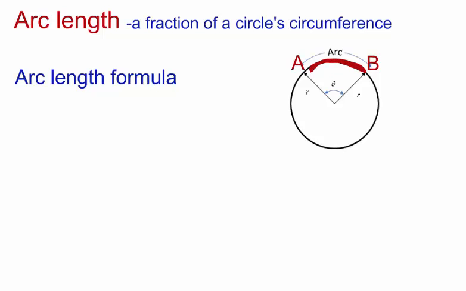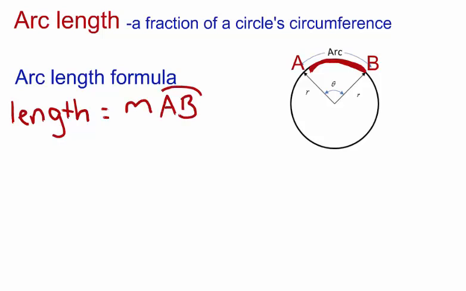Arc length is a fraction of the circle's circumference. So you're actually trying to find, like if you were going to be walking from point A to point B around the circle, the length of that path. There is a formula that you need to memorize. The arc length formula is not on your formula sheet.